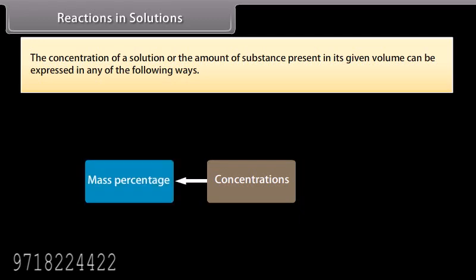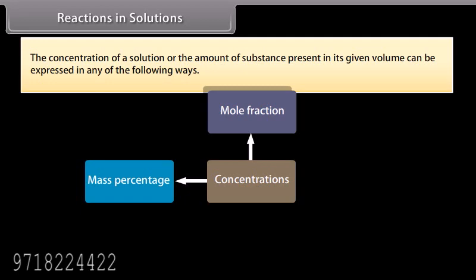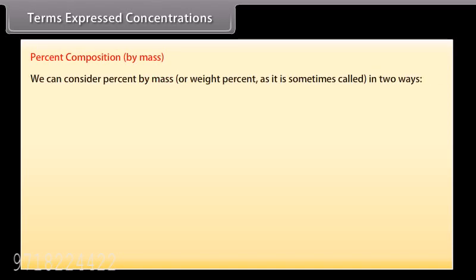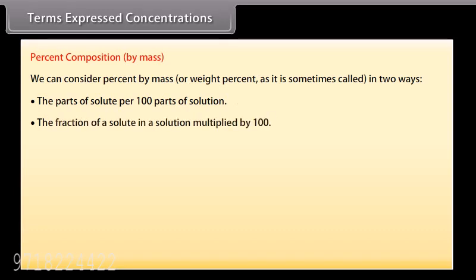1. Mass percent or weight percent. 2. Mole fraction. 3. Molality. 4. Molarity. Terms expressed concentrations. Percent composition by mass. We can consider percent by mass or weight percent as it is sometimes called in 2 ways. The parts of solute per 100 parts of solution. The fraction of a solute in a solution multiplied by 100. Percentage by mass is equal to mass of solute upon mass of solution into 100.